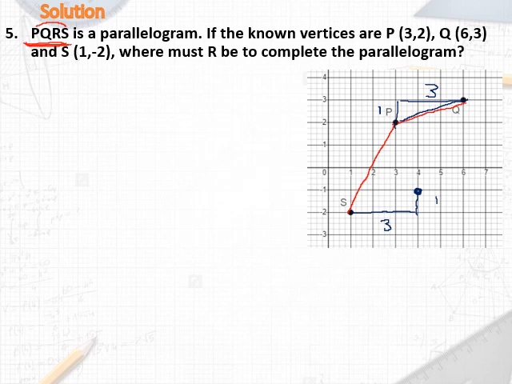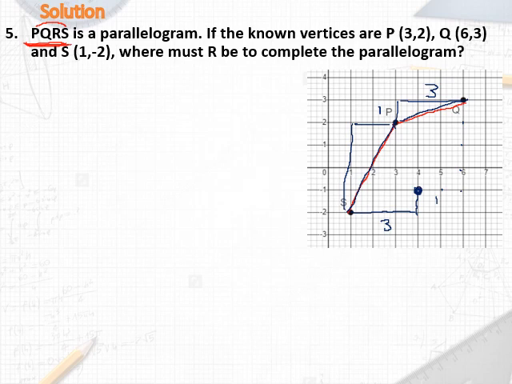Let's double check. SP should be parallel and congruent to QR. So this one was from Q, it was going left 2 and down 4. So I'm going to go down 4, 1, 2, 3, 4, left 2, end up at the exact same point.